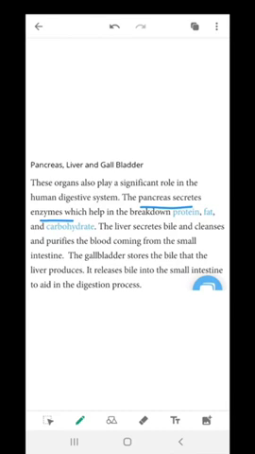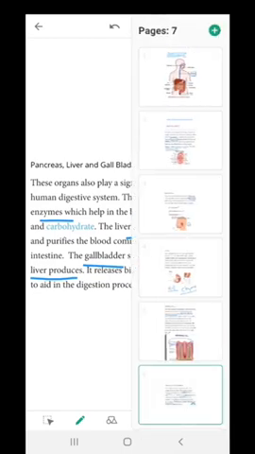Liver secretes bile and cleanses, purifies the blood coming from the small intestine. The gallbladder stores the bile that liver produces. What is the function of gallbladder? It stores the bile juice that the liver produces. It releases bile into the small intestine to aid in the digestion process.